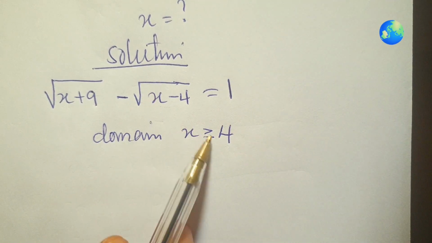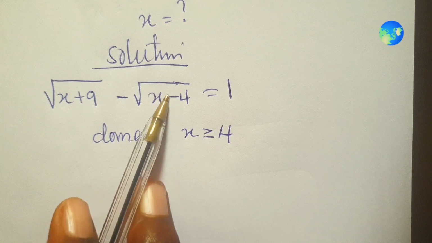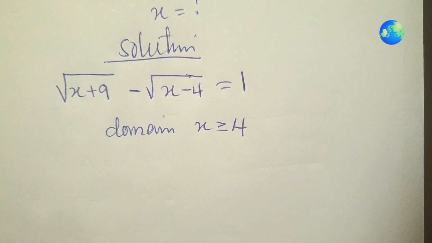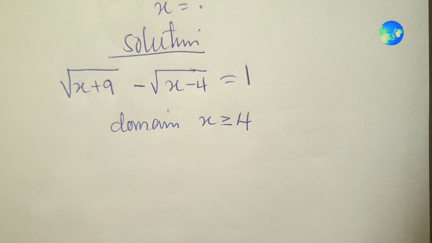That's our domain, because if x is less than 4, we are going to have an undefined term here, which will spoil the whole work, right? So our domain is x greater than or equal to 4. But there's something I want to do here. I want to substitute some things.